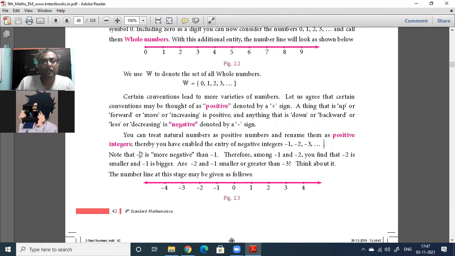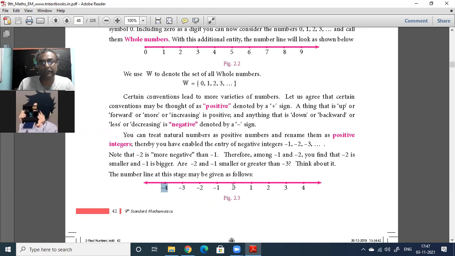-2 is more negative than -1. You know all that. Therefore, among -1 and -2, you find that -2 is smaller and -1 is bigger. -2 is lesser than -1. You will think, no, 2 is greater than 1, so -2 is greater than -1. No, not like that. See the number line. -2 is lesser than -1. -3 is even less.